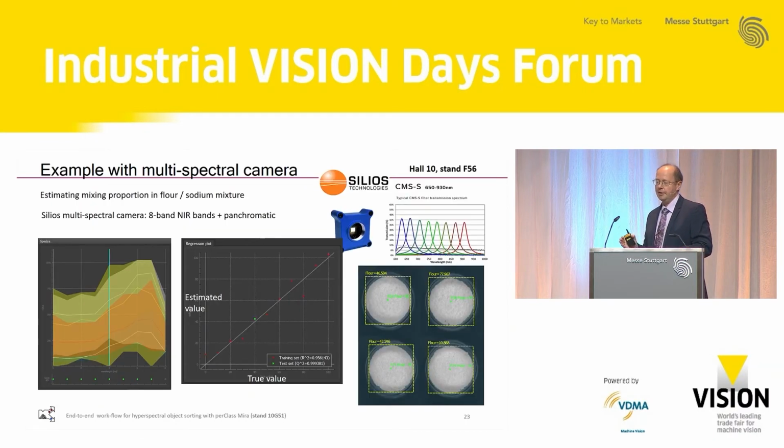Another example highlighting that with Cilios camera of 8 channels, you can also build in certain applications estimation models that are good enough. In this case, it was estimation of mixing proportions of certain material. So there are a number of options, a number of interesting opportunities here.